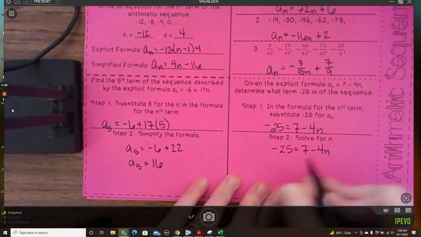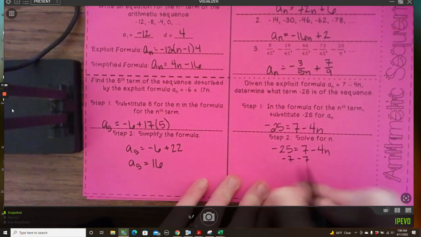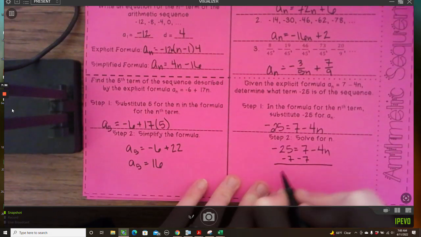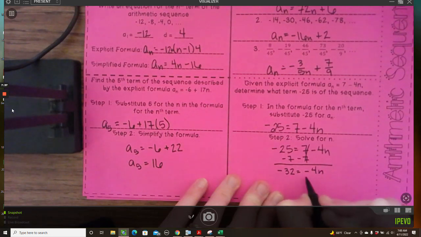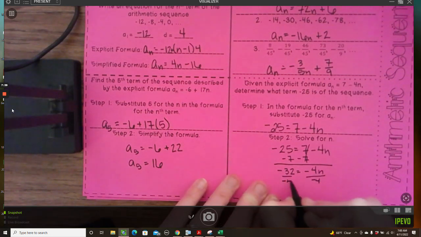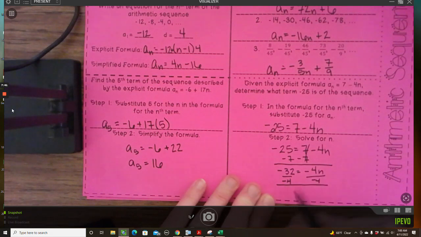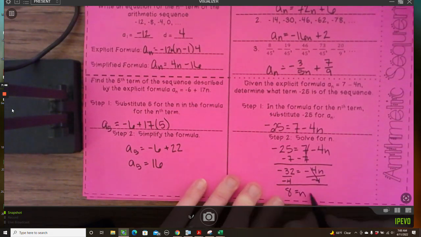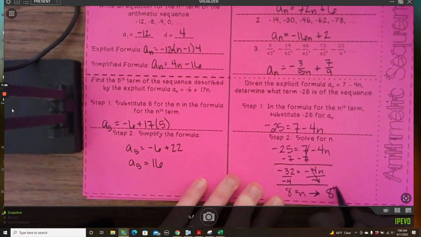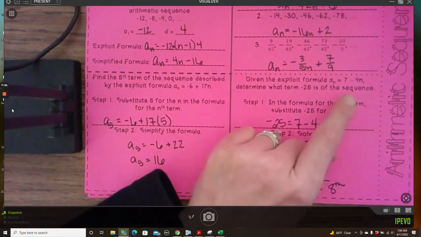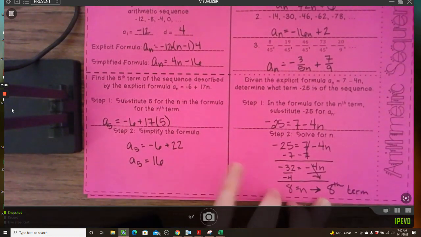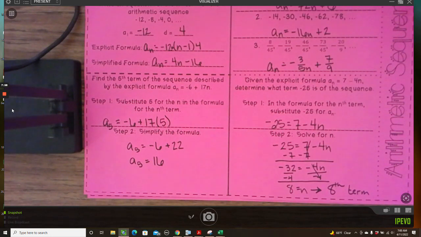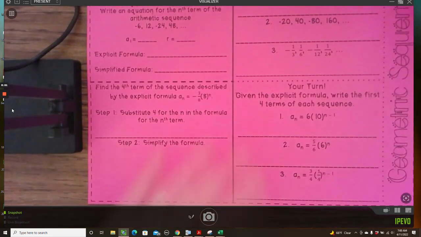Okay, so we'd subtract 7 from both sides. Negative 25 minus 7 is a negative 32, equals negative 4n. Divide both sides by negative 4. Negative 32 divided by negative 4 is 8. These cancel. So negative 25 would be the 8th term of that sequence.